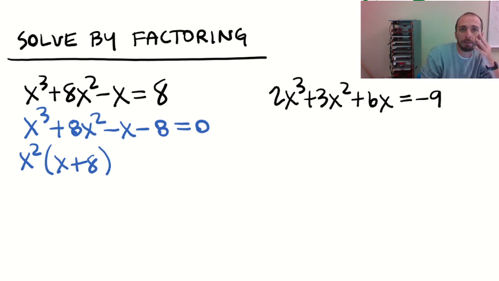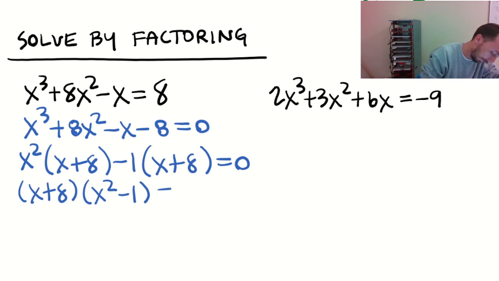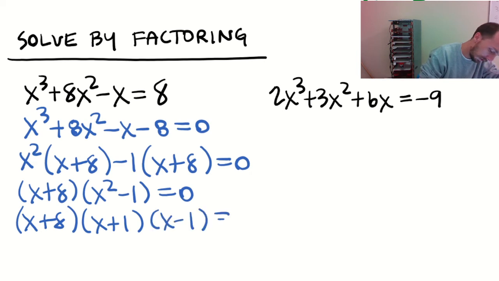That's not a whole lot in common besides being negative, so maybe I factor out a -1. I'm left with an x plus 8, and that's a good sign, right? Because I can factor out that x plus 8 and be left with an x squared minus 1 again. Okay, so (x + 8)(x + 1)(x - 1) equals 0.